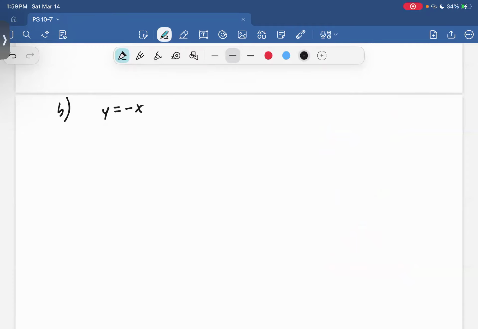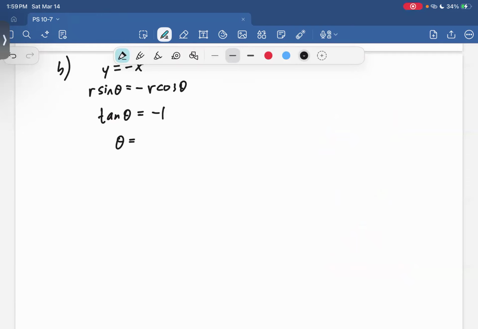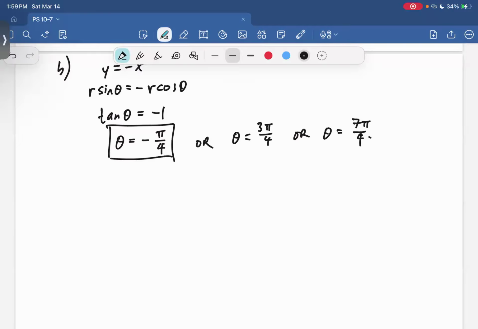Next, y equals -x. This tells you that r sine theta equals -r cosine theta. And if you divide both sides by r cosine theta, you're left with tangent theta equals -1. And from here, you can solve for theta. And you know that theta has to equal -π/4. And so that would be your answer. You could have also just written theta equals 3π/4. That also works. You could have also said theta equals 7π/4. Those are all the same thing.